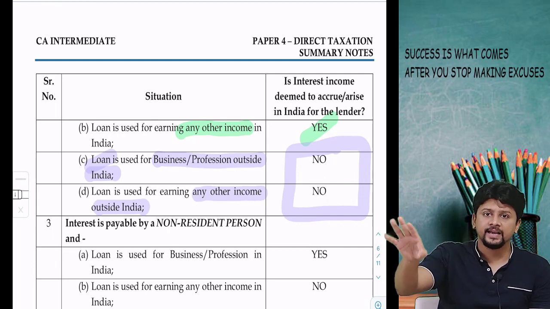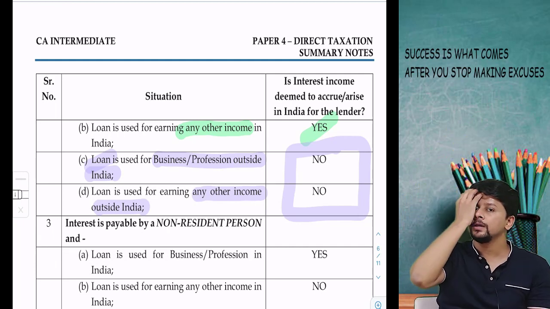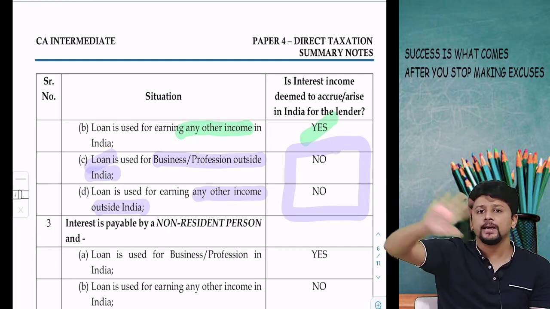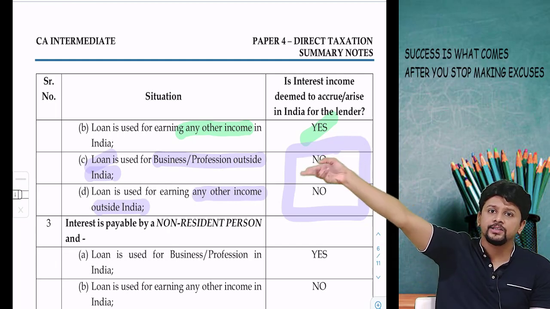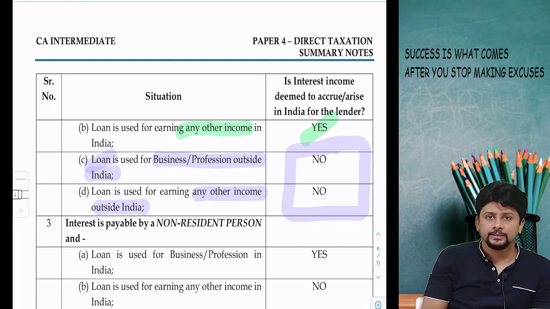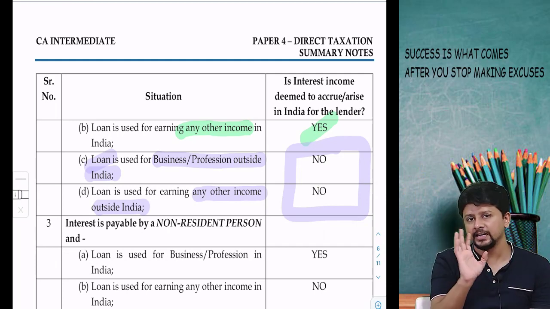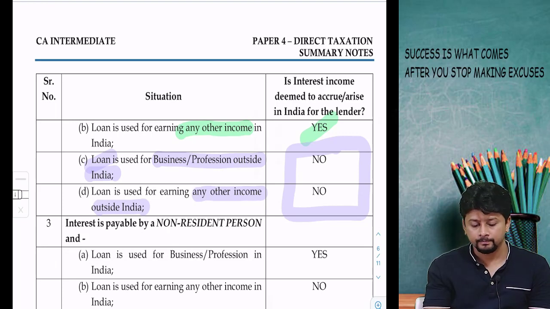If you are paying tax as a lender because of your residential status, that's a different story. But as per section 9, you don't have to pay tax because your money was used outside India and it generated interest income for you. Section 9 will not tax you. Maybe some other section of the Income Tax Act can tax you based on your residential status. That is a different matter.